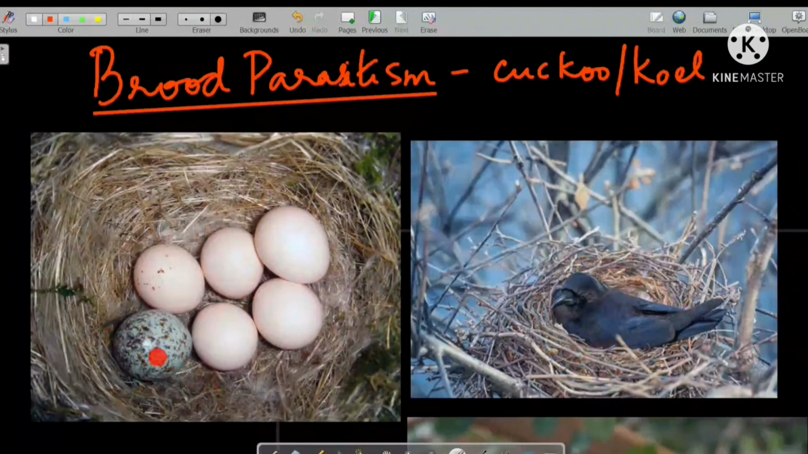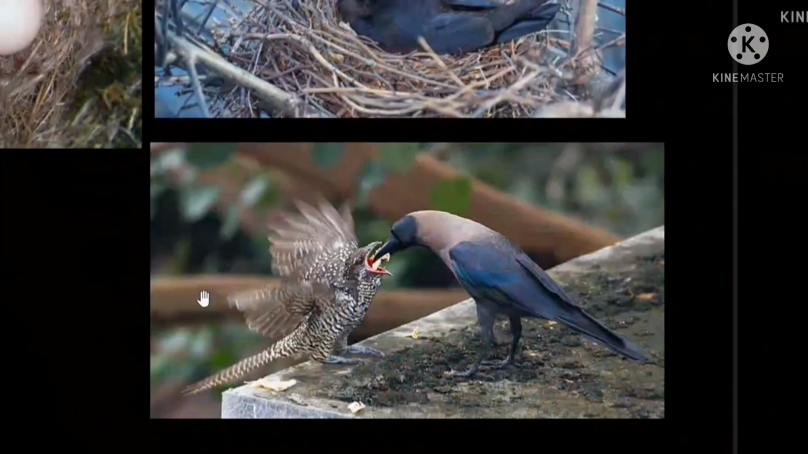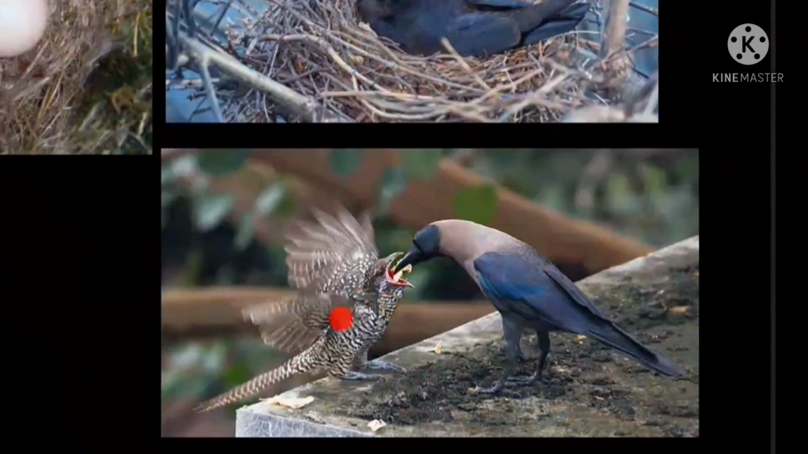But these cuckoo eggs, when they hatch out, the young ones have a tendency to eject out crow's eggs. Ultimately, the crow will be left with the young ones of cuckoo. And then the crow will be feeding those cuckoo young ones. So that's why they are called brood parasitism.